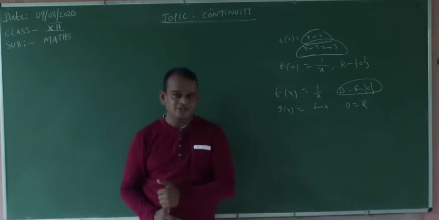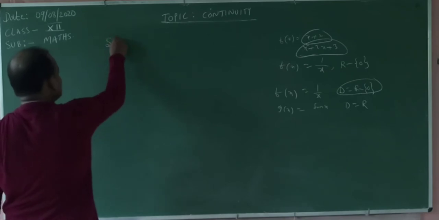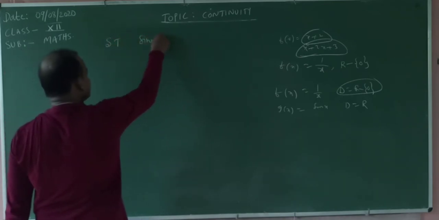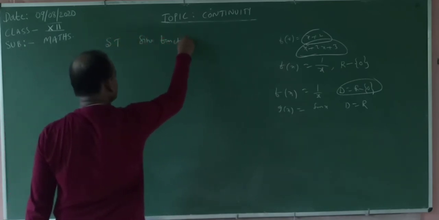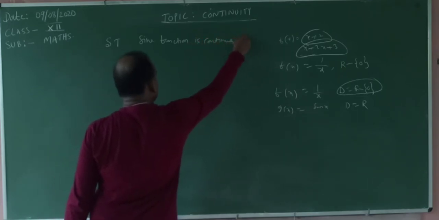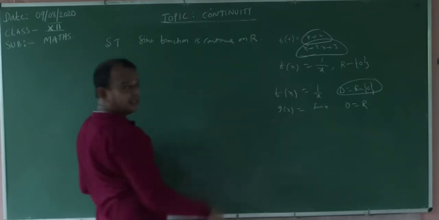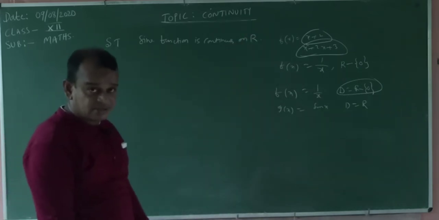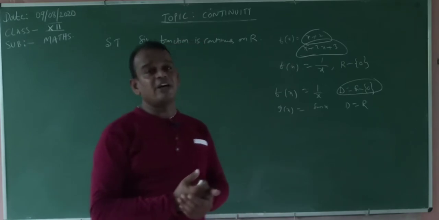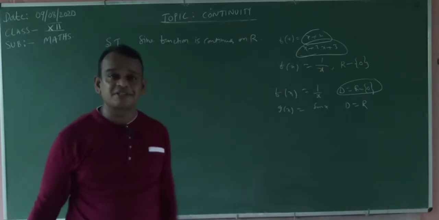Okay, my dear students. The question is, show that the sine function is continuous everywhere. Everywhere means, what is the meaning of that one? On real numbers, plus infinity to minus infinity. Why? Because the domain of this function is R. That's why it is 100% continuous.